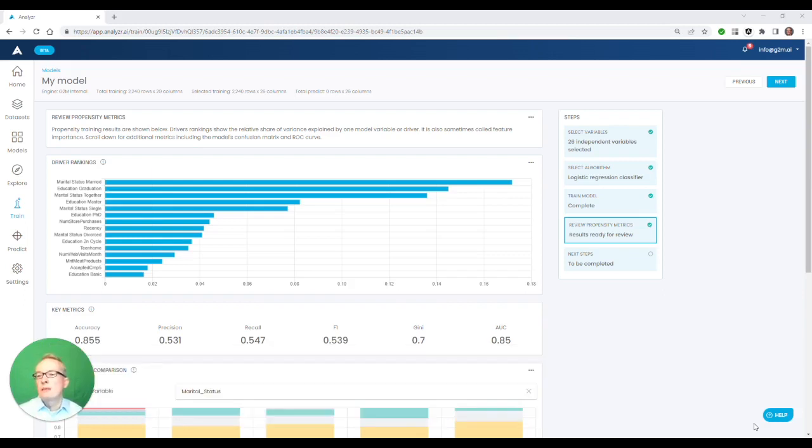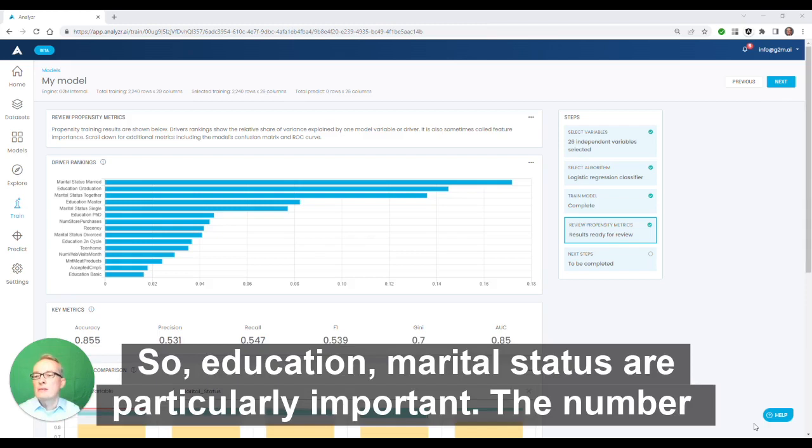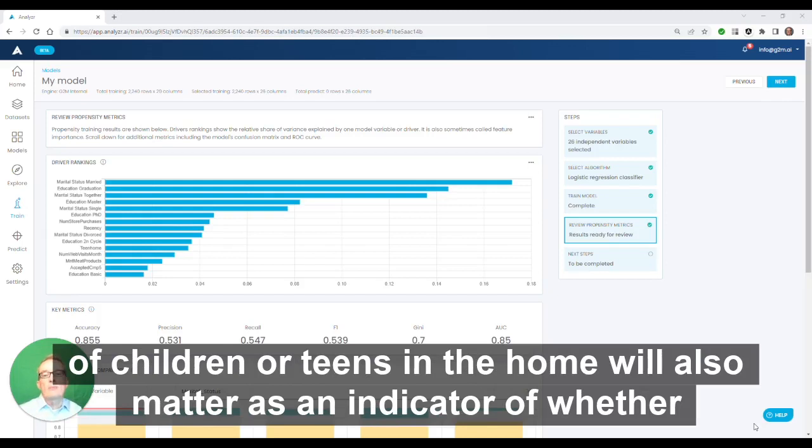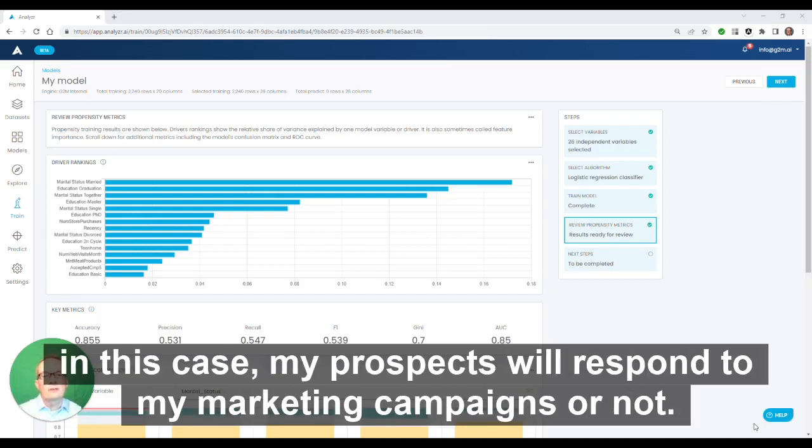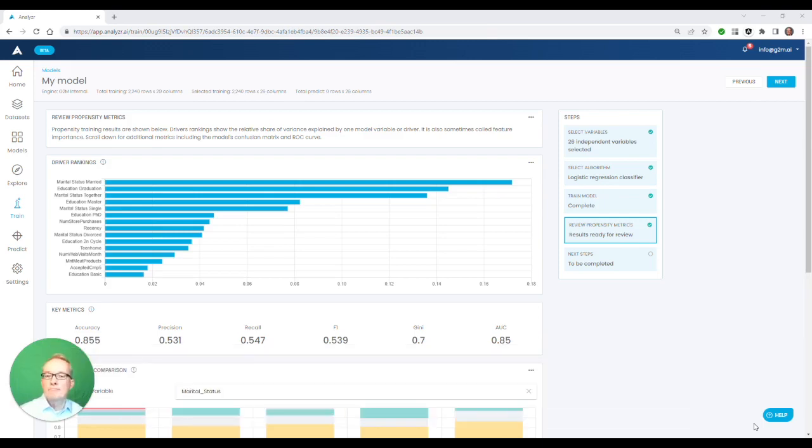We can see in this case that a lot of the demographics we expected to pop do pop. So education, marital status are particularly important. The number of children or teens in the home will also matter as an indicator of whether, in this case, my prospects will respond to my marketing campaigns or not.